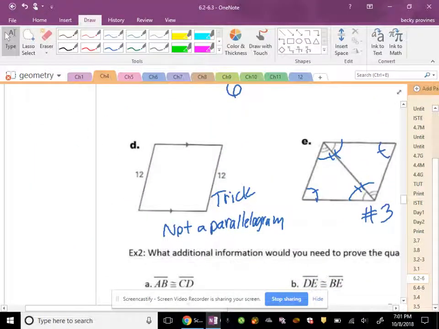For letter D, this is a trick. This is not a parallelogram. Notice they split apart the buddies. They have to be on the same side together.